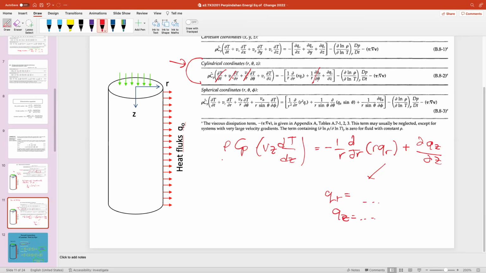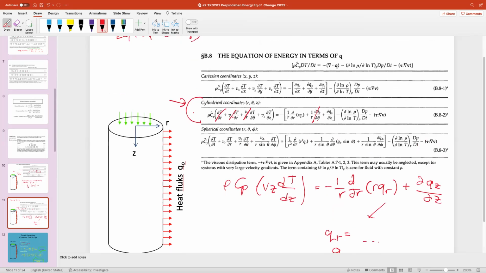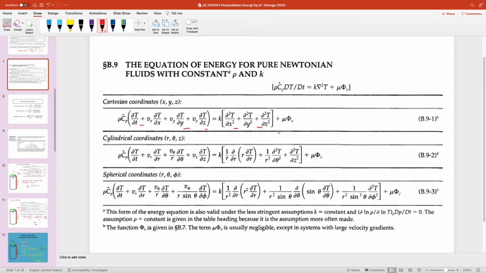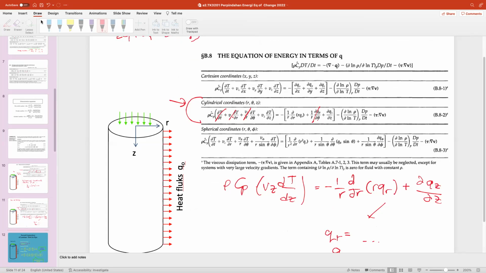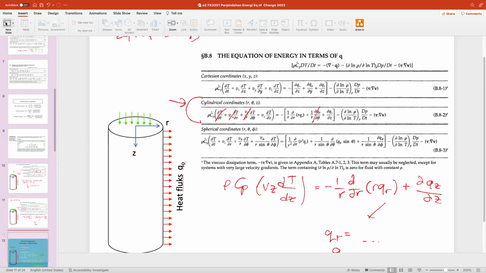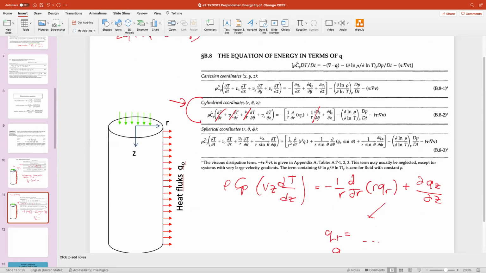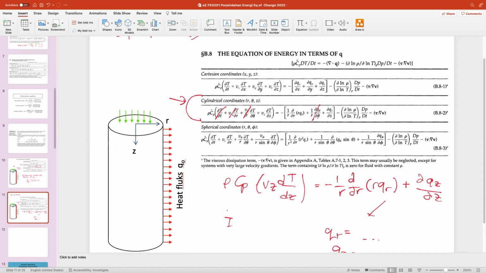Okay, so this is one possibility, or the other possibility is just to use appendix B9. If we want to use appendix B9, let's look at the problem, let's look at the available boundary conditions. So this is the first approach: if we use the equation of B8 using Q, if we know the Q.